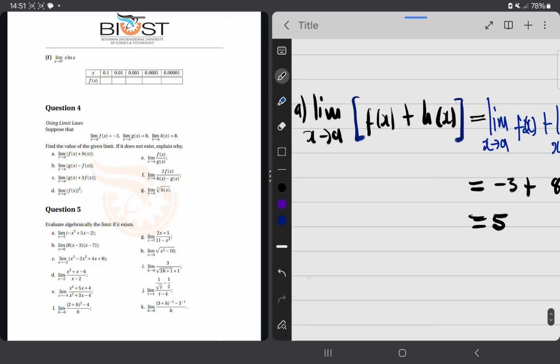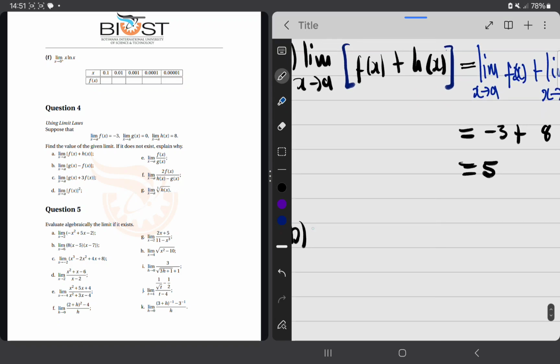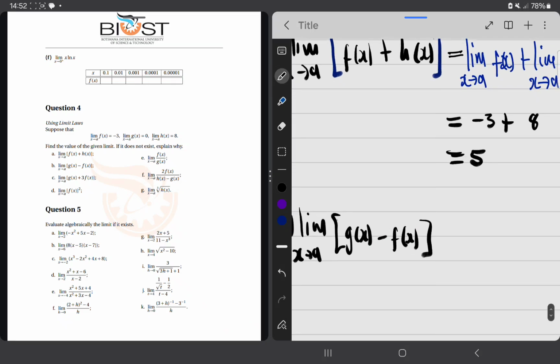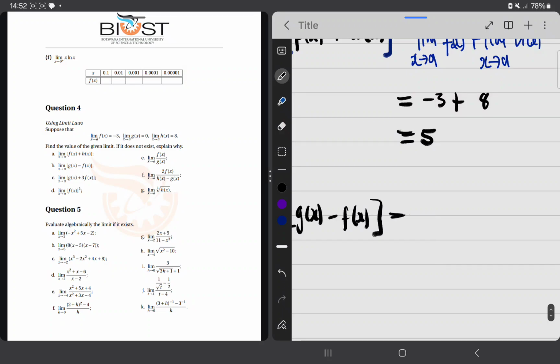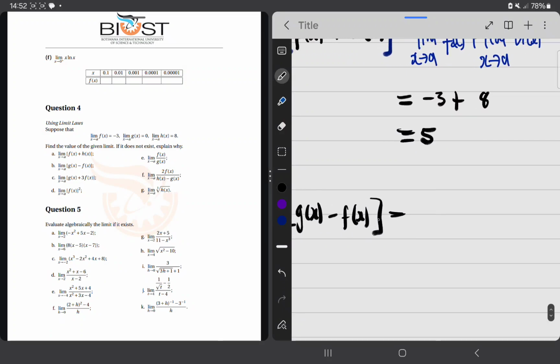And we can do number 2 as well, part B. Part B is going to be the limit as x goes to a of, in brackets, g of x minus f of x. Now we know that the limit law says if you have the limit of 2 things subtracting, it is going to be the subtraction of the 2 limits. So we separate it. We'll get the limit of this and then we subtract the limit of the other.